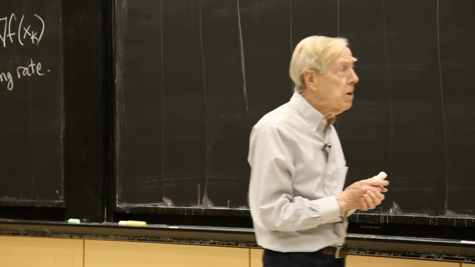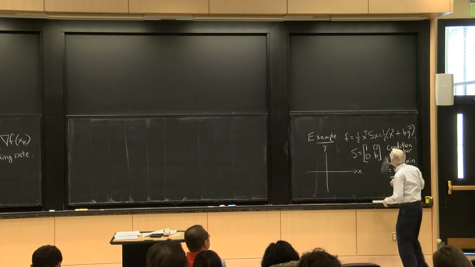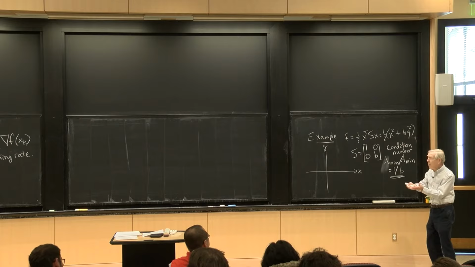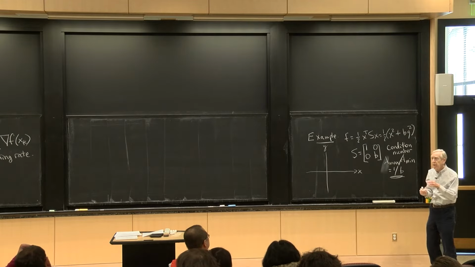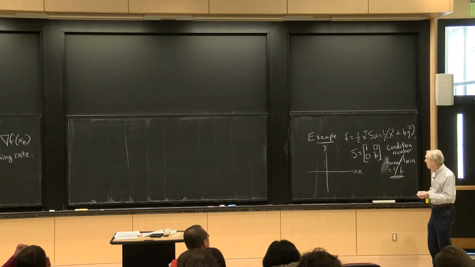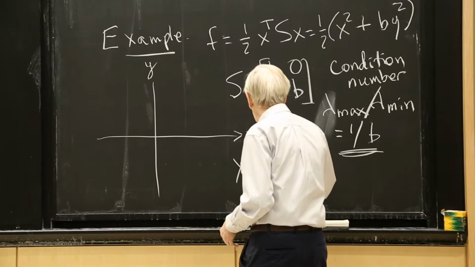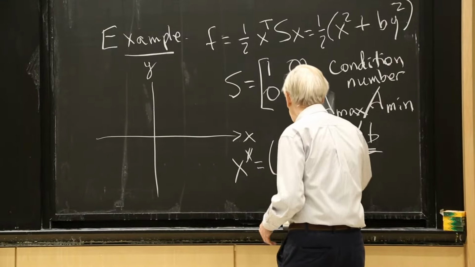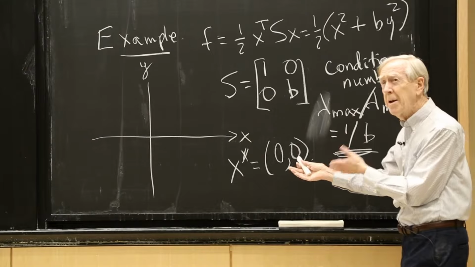And what is the answer? So I haven't put in any linear term here. So I just have a bowl sitting on the origin. So of course the minimum point is x equals 0, y equals 0. So the minimum point, x star, is 0, 0, of course. So the question will be, how quickly do we get to that one?